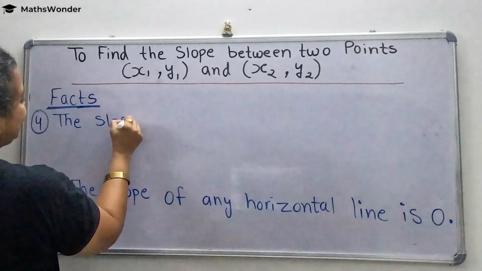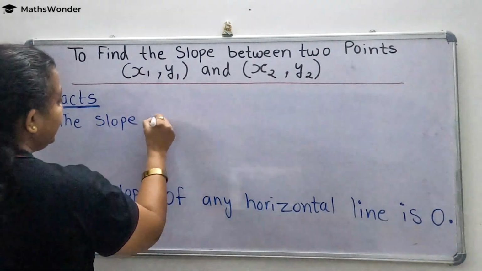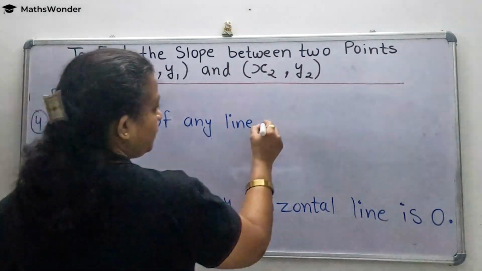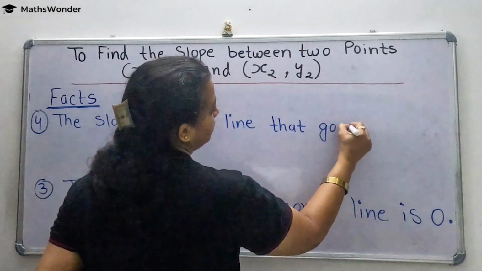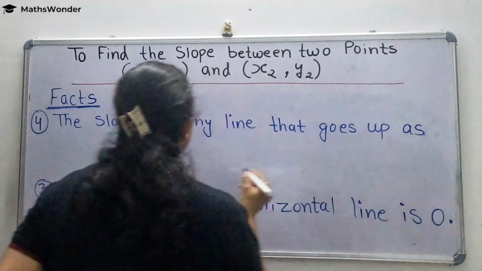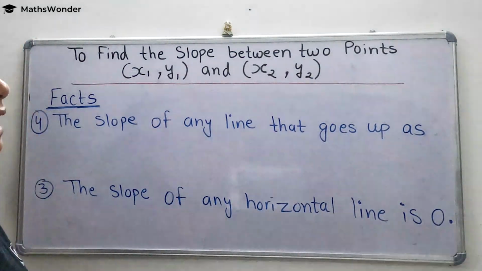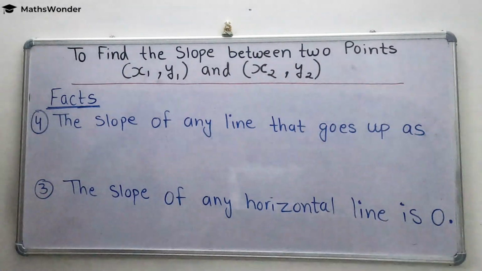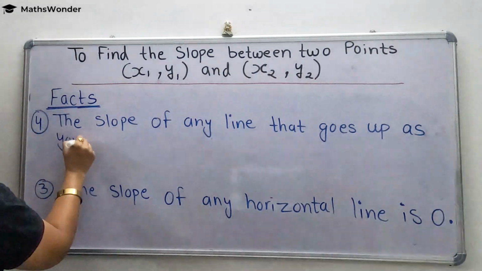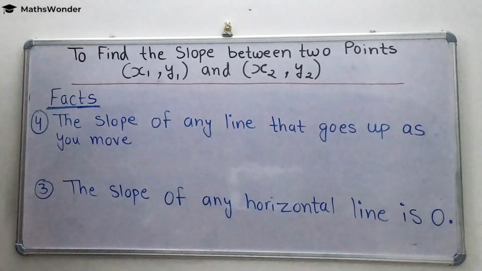Okay, write down the fourth fact: the slope of any line that goes up as you move from left to right. Because if you know the fundamentals of slope, then you can solve any question. There is no confusion at all, because sometimes in competitive exams an MCQ has a vertical lines question, so you should know that a vertical line has no slope. Of course the formula is also important, but the facts are very important.